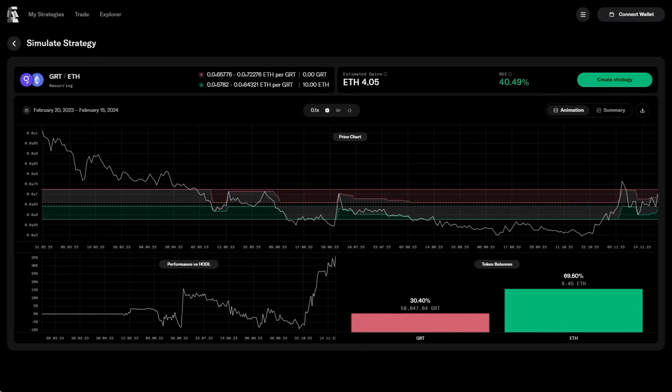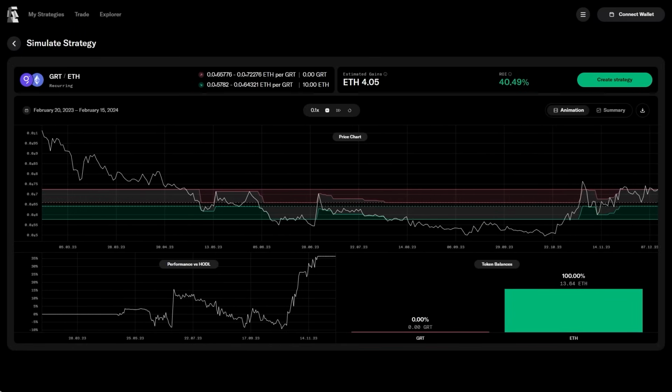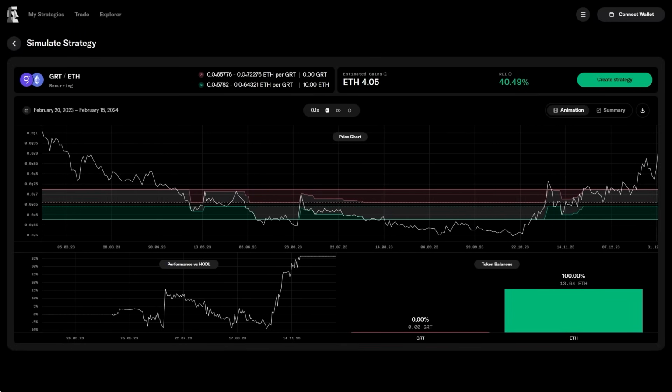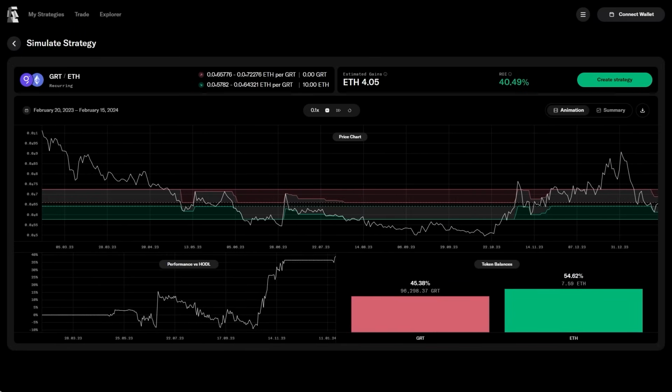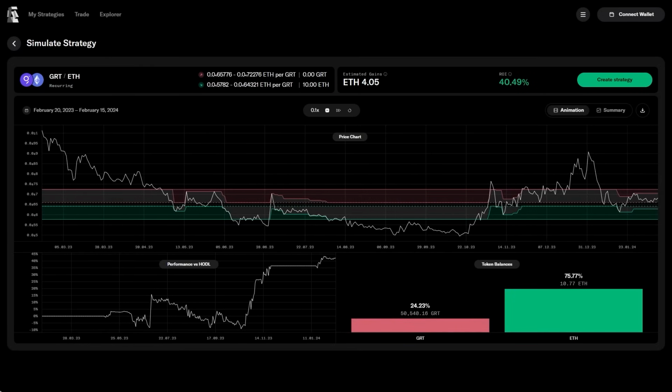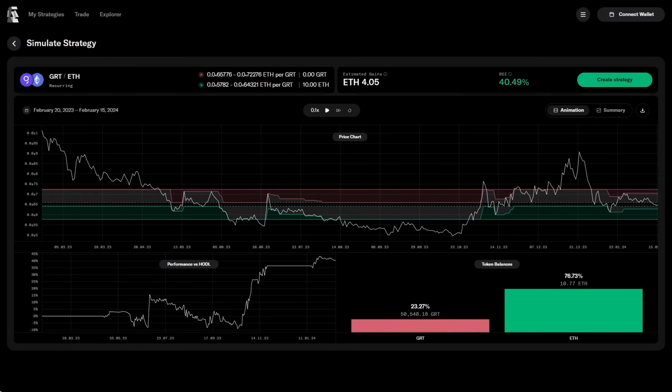We buy some, we sell it all. The price goes up, but we don't mind because even though we don't have any GRT, we still have ETH. We buy a little, we sell a little. And that is the end of the simulation because now we are caught up with the present day, which at the time of recording was February 15th. We started with 10 ETH and 0 GRT. We end with 10.77 ETH and 50,000 GRT, which is a return of 40%.